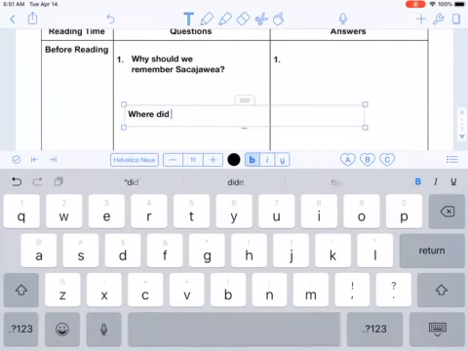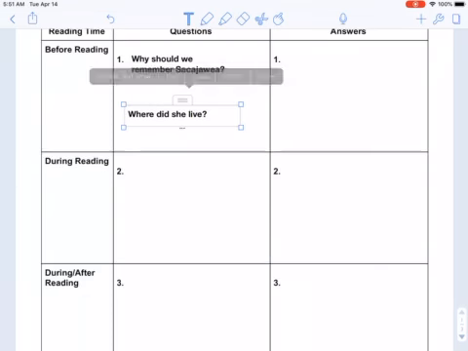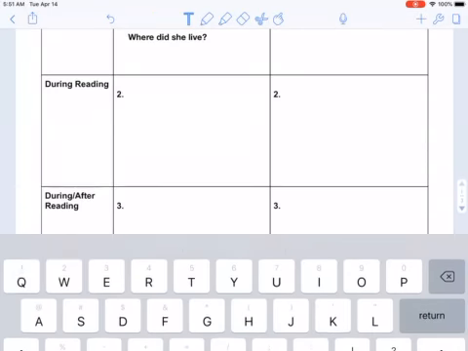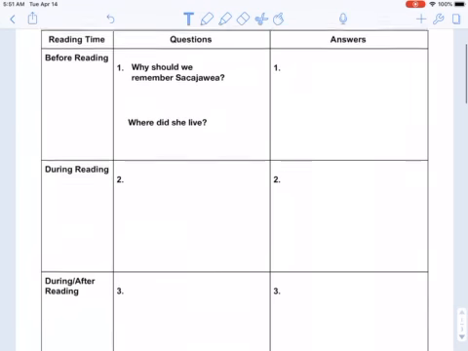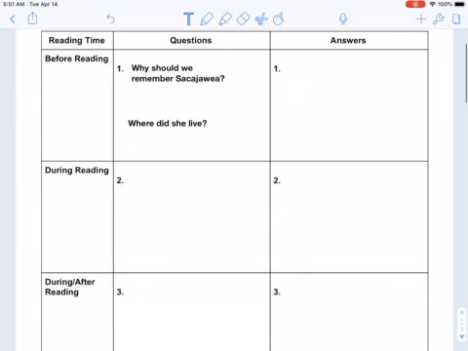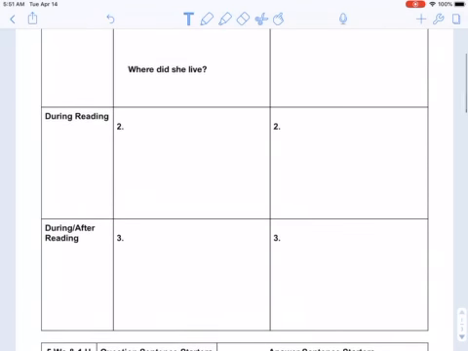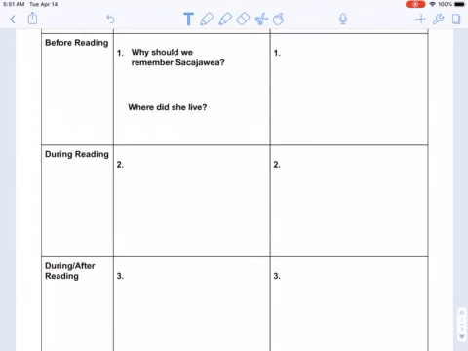Where did she live? I'm just kind of curious. When you're doing biographies, you get to learn about a lot of those kinds of things. So: why should we remember Sakakawea, and where did she live? While I'm reading, I'm going to be thinking about those two questions. If I find an answer, I can come and answer that. I'm also going to be thinking about some questions during reading and then after reading. But remember, you have to have at least one question in each box and then an answer.